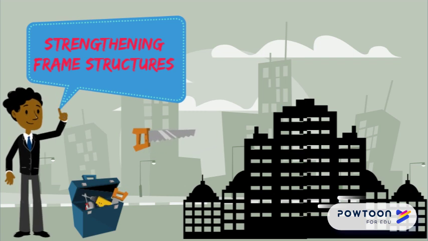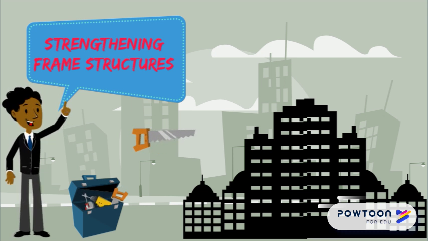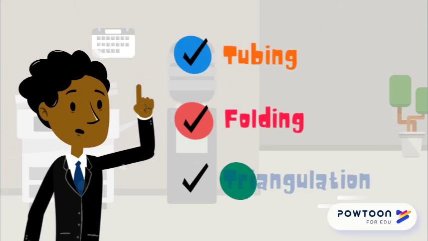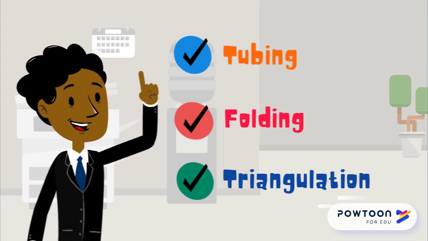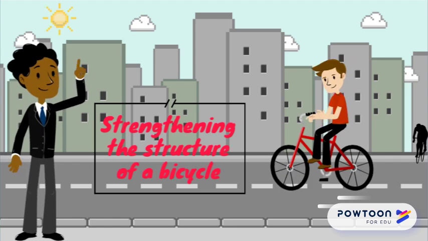Now, let's talk about strengthening frame structures. In term 2, you investigated how materials and structures could be stiffened in different ways. You learned that structures and the material that they are made from can be strengthened in 3 ways: tubing, folding, and triangulation. Let's talk about strengthening the structure of a bicycle.